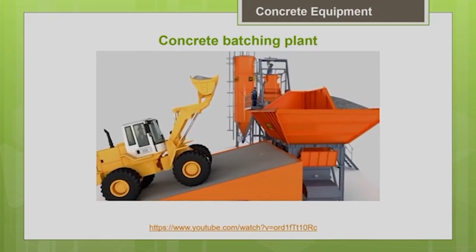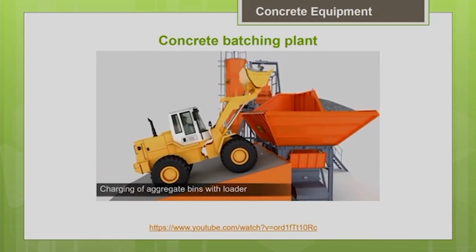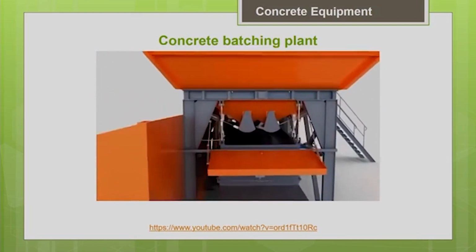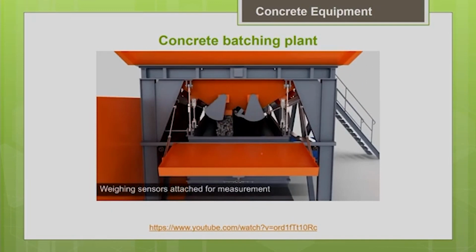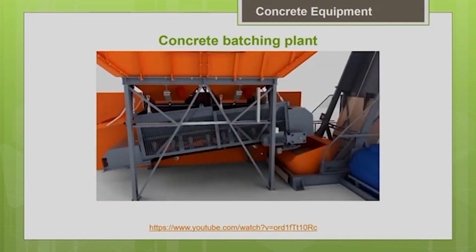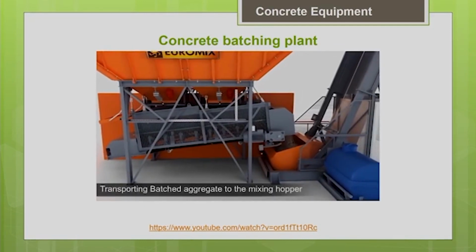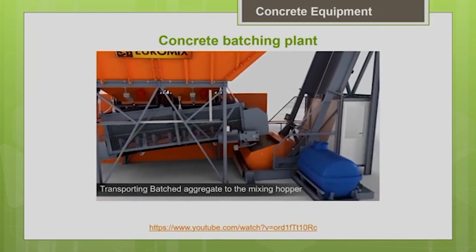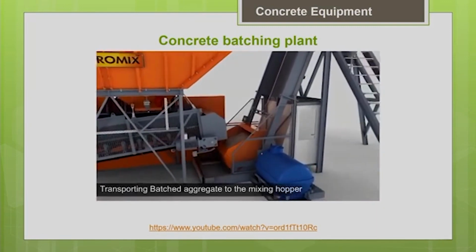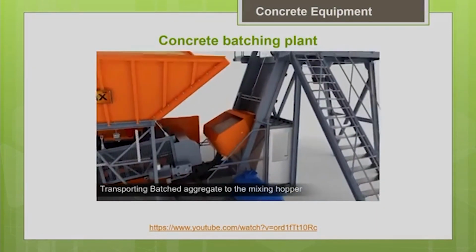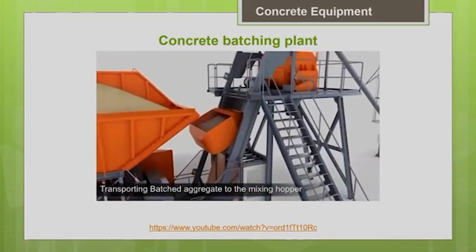So, you can see a front end loader used for charging the aggregate bins. It is loading the aggregate into the aggregate bins. These are the aggregate storage bins. So, at the bottom of the aggregate storage bins, as I told you, nowadays we have weighing sensors. You can have the control over the amount of the material which is being conveyed by the conveyor to the mixer machine. Okay. So, the batched aggregate will be transferred to this hopper, and then the material will be delivered into the mixer machine.